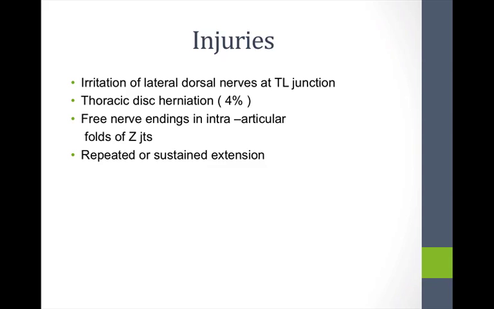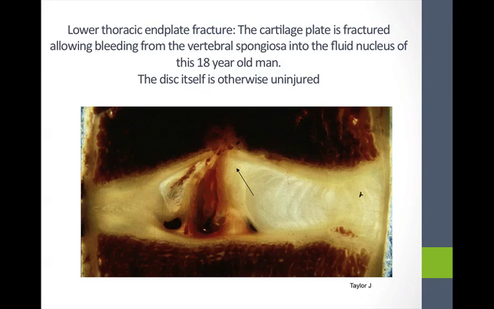Other injuries that can occur in this region include irritation of the lateral dorsal nerves and thoracic disc herniations. We have to remember that there are free nerve endings in the interarticular folds of the zygapophyseal joints, and these can be compressed with repeated or sustained extension. The next 4 slides are courtesy of Dr. Taylor and demonstrate some of these injuries.